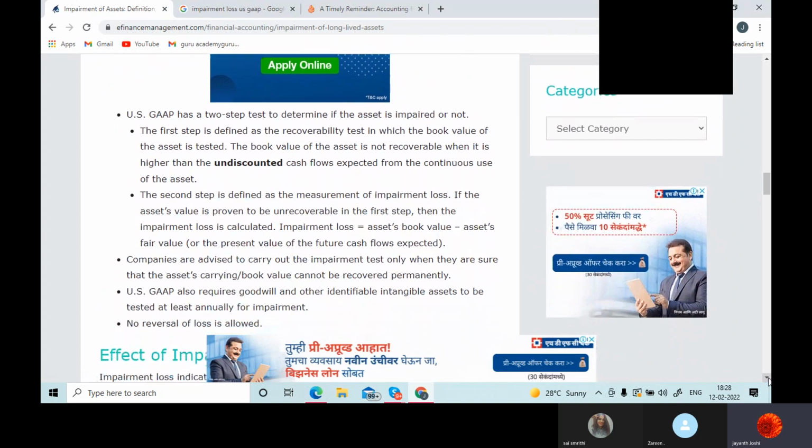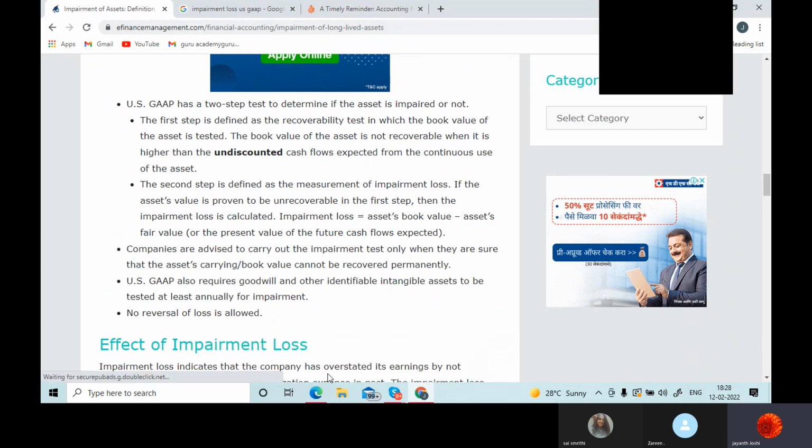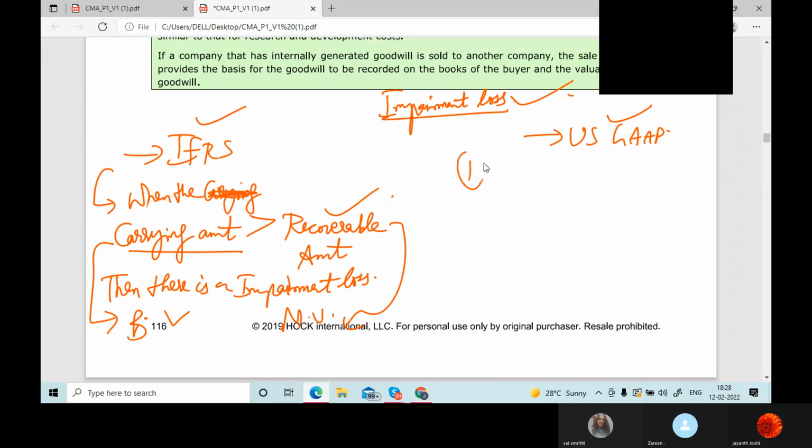So how will you find out the impairment loss of a tangible asset under US GAAP? It's a two-step process. US GAAP has a two-step test to determine if the asset is impaired or not. The first test is the recoverability test. So I will write it here. US GAAP has a two-step process to find out the impairment loss.